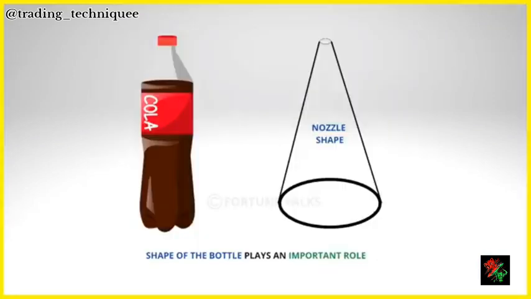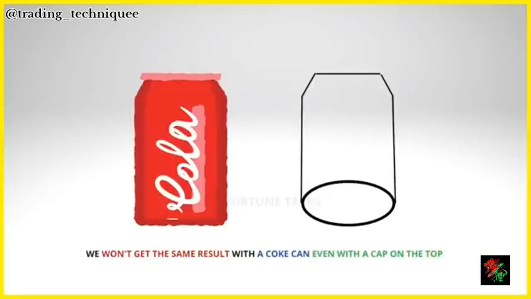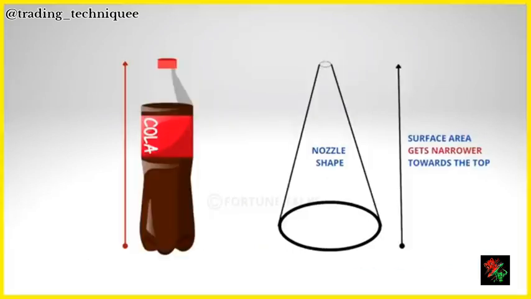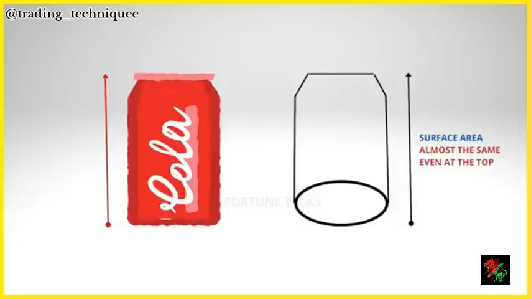I don't want to go deeper into the physics of this, but one of the factors that triggered this event is actually the shape of the Coke bottle itself. If you try the same experiment with a Coke can, you may not get the same result. Now the bottle is shaped similar to a nozzle, with the width of the bottle becoming narrower towards the top, in comparison to a can where the width is almost equal throughout.